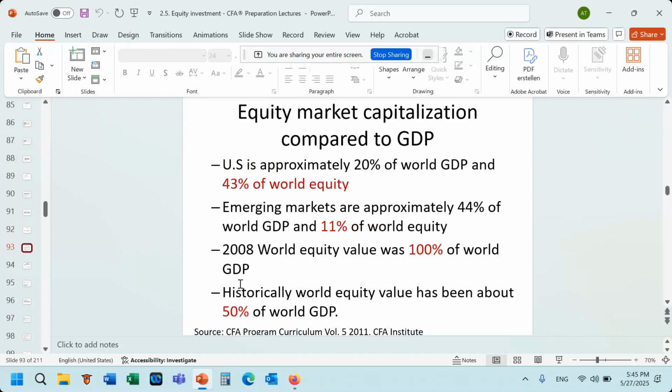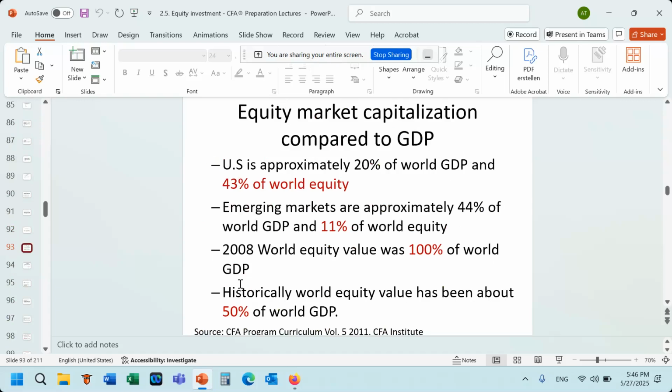The U.S. has the largest equity market. It's roughly 20% of the world's gross domestic product, and 43% of the world's equity is traded in the U.S. equity market. Emerging markets are about 44% of the world's GDP and 11% of the world's equity market.